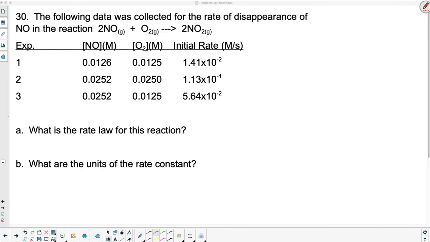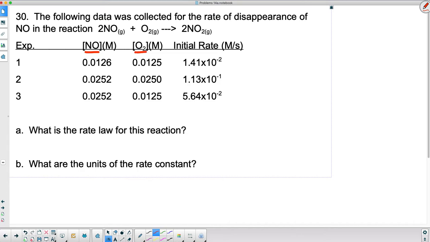Hi guys, this is question number 30. The following data was collected for the rate of disappearance of NO, as in nitrogen monoxide, in the reaction of 2NO plus O2 yields 2NO2. Here we have three experiments, and they started with different concentrations. Notice I have NO up here on the top, and O2. Those are the two reactants, and then the initial rate is listed for us.